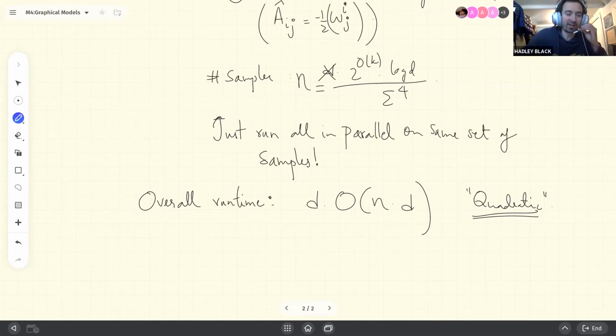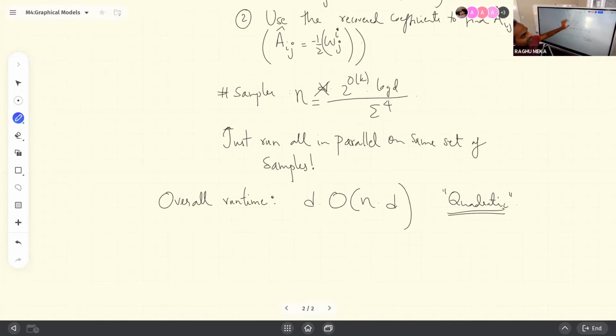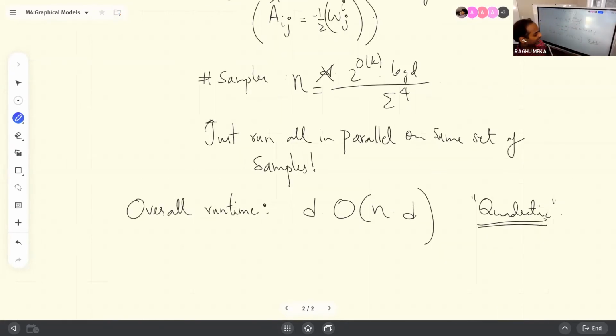So the quadratic you're referring to is the d squared. Yes, d squared. The dependence on the dimension, the runtime is d squared. And did we talk about the algorithm? No, I'm going to talk about it in the next lecture. The sparsitron is linear time. I haven't told you what it is, but if I just use it d times, I end up with quadratic.